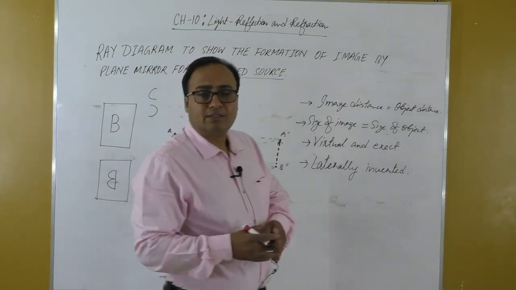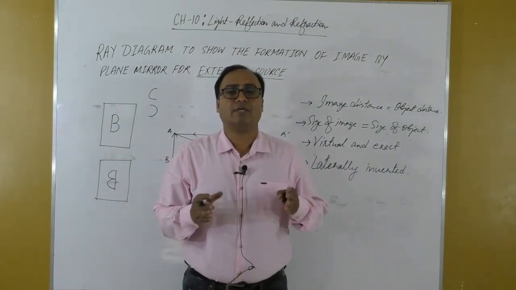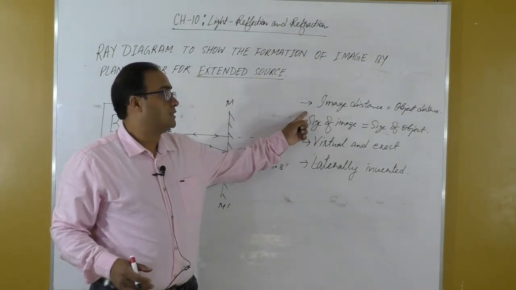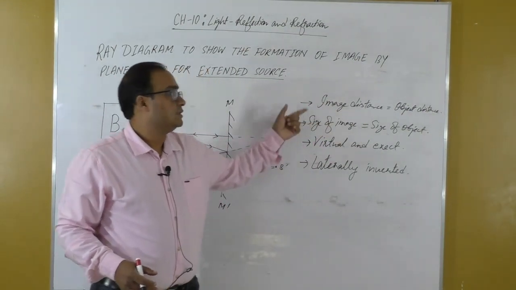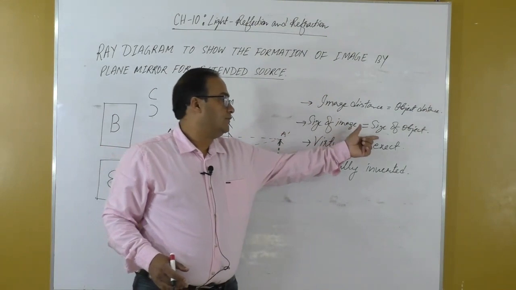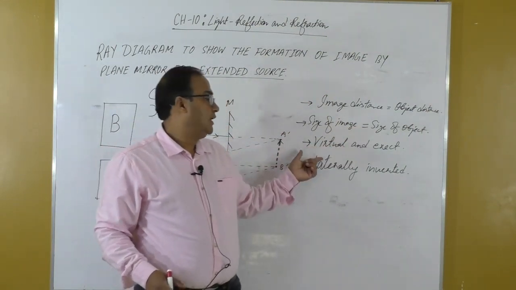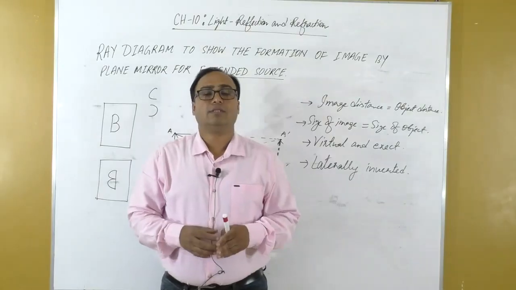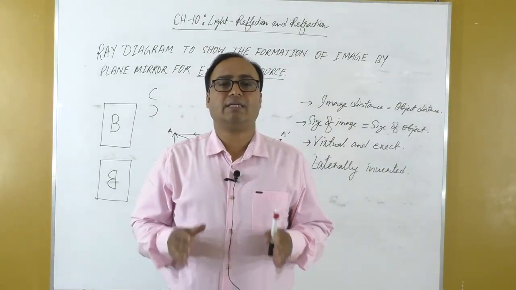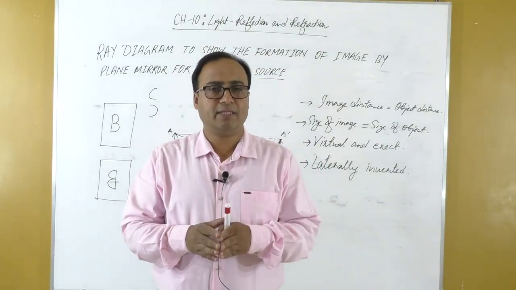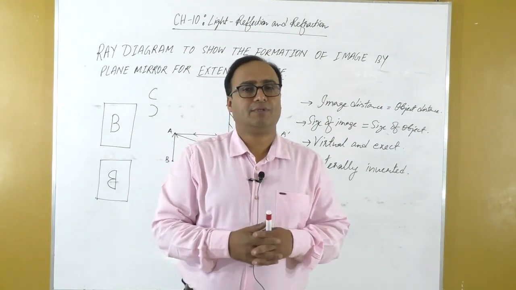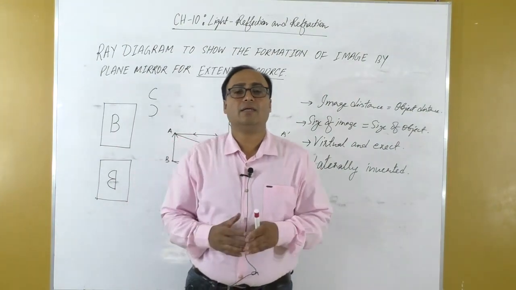So if I ask you what are the four characteristics of the image formed by a plane mirror: image distance is equal to the object distance, size of image is equal to the size of object, the image is virtual and erect, and the image is laterally inverted. That means the right side of the object appears to be the left side of the image, and the left side of the object appears to be the right side of the image, and this is lateral inversion.